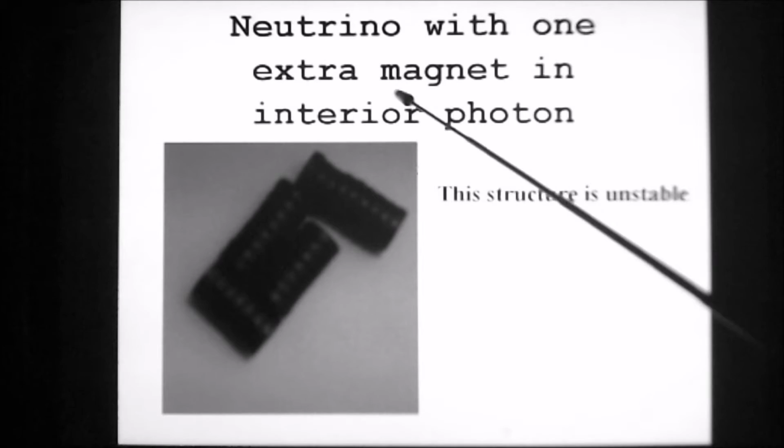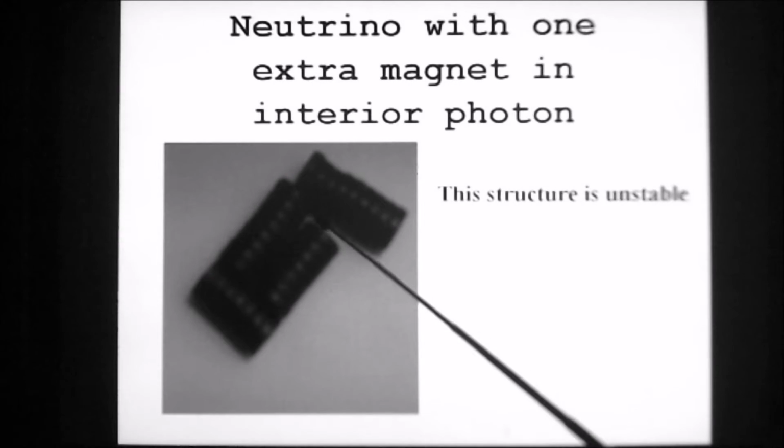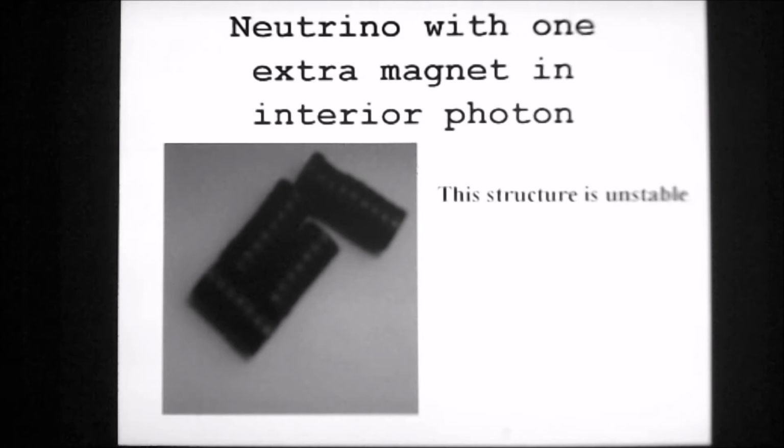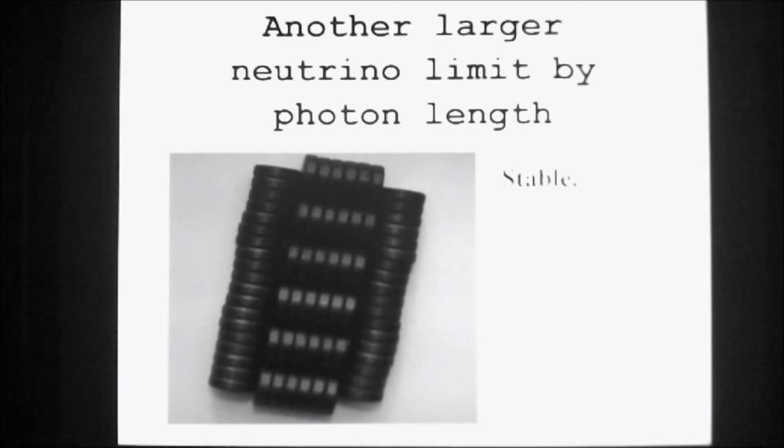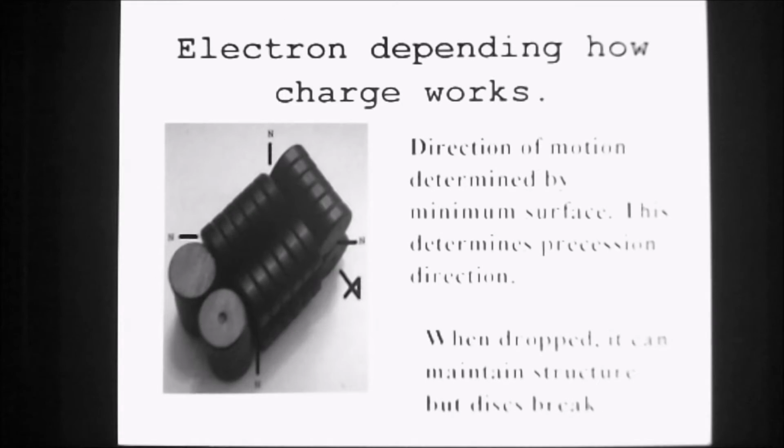This is a neutrino with 1 extra magnet here. This structure is unstable. It will turn into a photon when you jostle it. This is a larger neutrino structure. You can see we have cross structures. When dropped, it may reduce to smaller neutrinos. Another larger neutrino, limited by photon length, is also stable, but if it's very long, it will break into smaller neutrinos. This is the electron, depending on how charge works.